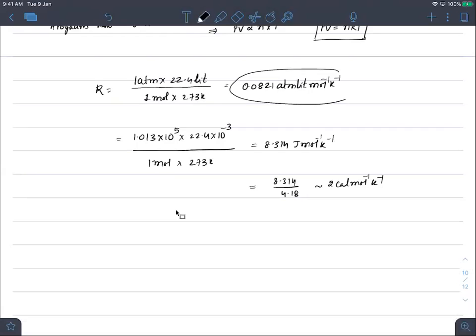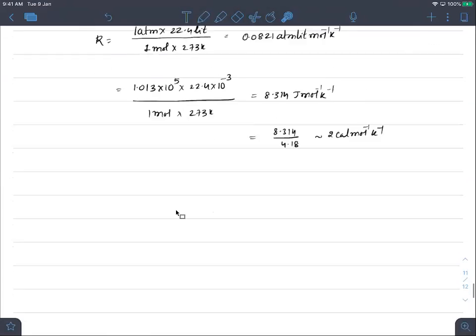One is in terms of atmosphere liters per mole per Kelvin. Next, joules per mole per Kelvin, and calories per mole per Kelvin. All the thermodynamics related chapters like thermodynamics, thermochemistry, electrochemistry, got it? Even in organic chemistry, we will be using these two R values a lot of times. In gaseous state, we'll be dealing with the pressures in ATM, so we'll be using that R value a lot of times. So be aware which R to be used when.